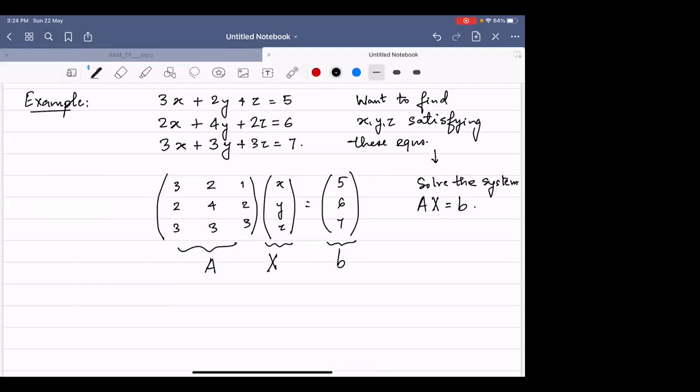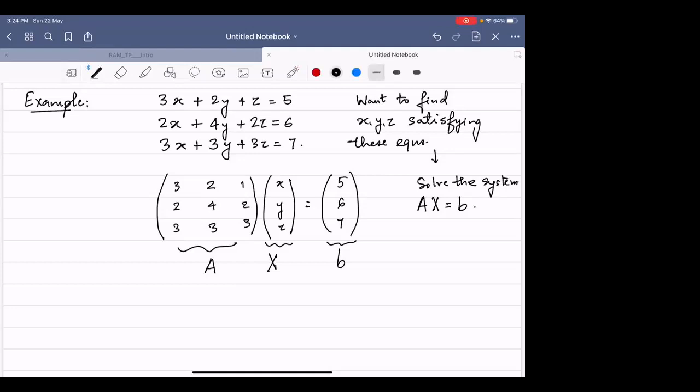And I said earlier that this system has a unique solution if, first of all, these three columns are linearly independent. Second of all, b lies in the linear span of these. Only then such x, y, and z can be found. Right?